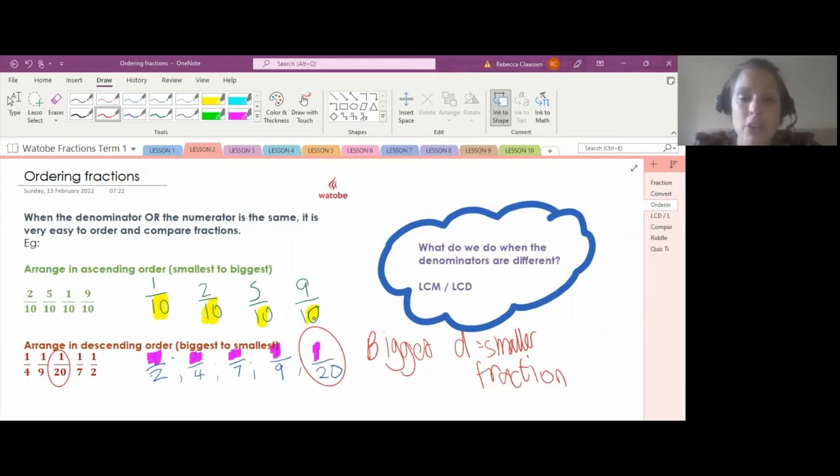So how on earth do we do it when we have different denominators? How do we compare? What do we do? Okay. Angel, what's your question?